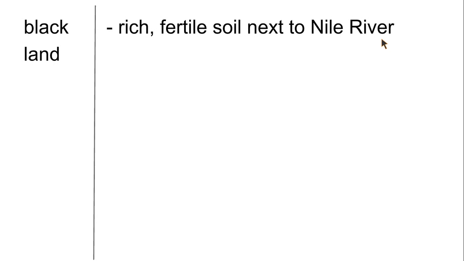Again, this fertile soil was only found right next to the river, and it was really only about 12 miles wide on either side. This is the only place where Egyptians could farm.